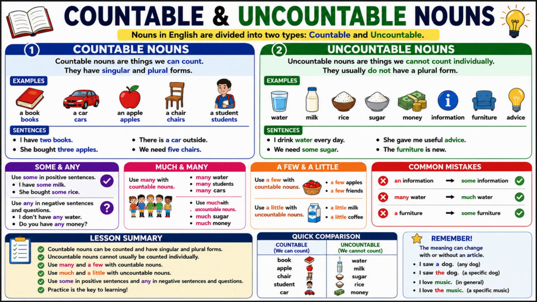Lesson summary. Let's review what we learned today. Countable nouns can be counted and have singular and plural forms. Uncountable nouns cannot usually be counted individually. Use many and a few with countable nouns. Use much and a little with uncountable nouns. Use some in positive sentences and any in negative sentences and questions.